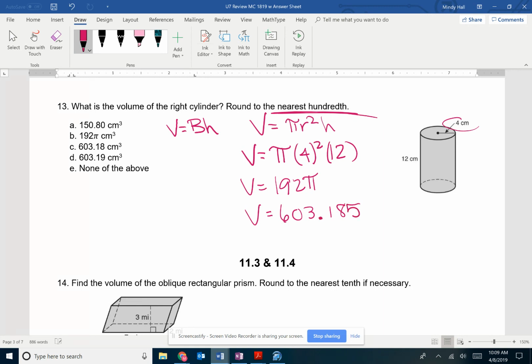And so just in case you are still kind of iffy on rounding, nearest hundredth means I need to round to the 2 decimal places. With that 8, I look to the number next to it. That is a 5, which tells me that that 8 needs to be rounded up. So it's going to be 603.19, like that. So then that would give us answer D for 13.